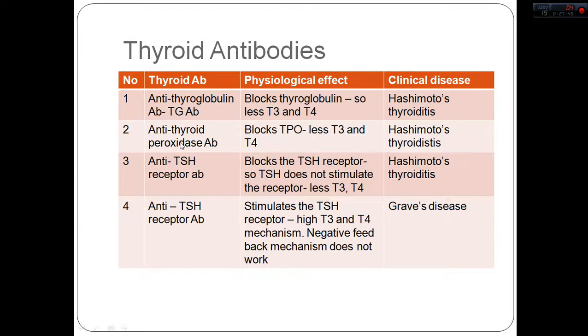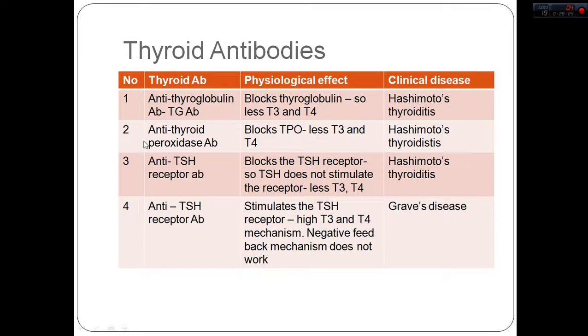And the second type of antibody is produced against the thyroid peroxidase, which is TPO. So anti-thyroid peroxidase antibody is the second one. The scenario is going to be the same as the previous one. It is going to block the TPO. Once the TPO is blocked, all the functions of the TPO are going to be blocked. So T3, T4 are not going to be produced. You're going to have hypothyroidism, which is again called Hashimoto's thyroiditis. This is similar to the previous one.